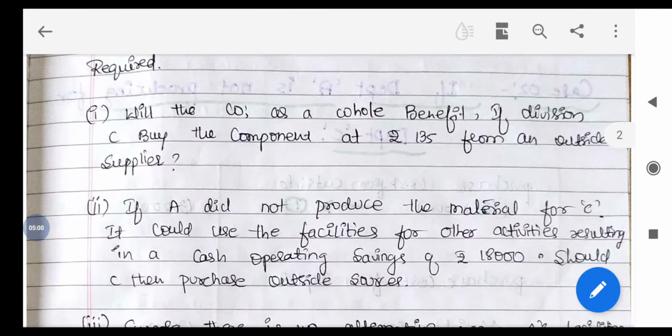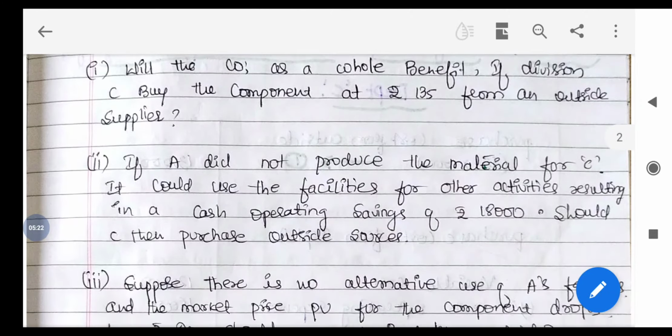Next we have to do is, if A did not produce the material for C, so now if A is not manufacturing the material for C, then it could use the facility. So that much capacity, that many facilities, they can use for other activities.